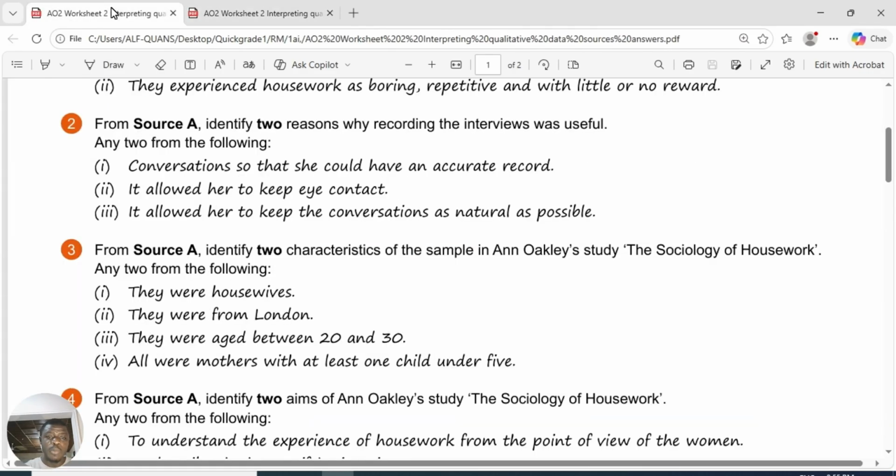Now, when you compare it to the answers that we have here, clearly we can see that they were housewives, they were from London, they were aged between 20 to 30, and they were all mothers with at least one child under 5. So that is how we approach the first question when it comes to research method in relation to the source, question 1a(i). Pay attention to the command word, identify the answer from the source, and write it down without any explanation.